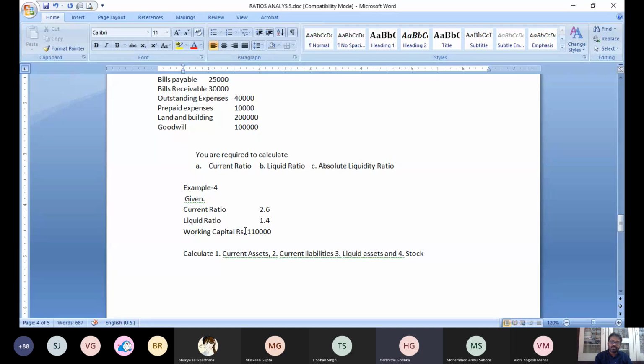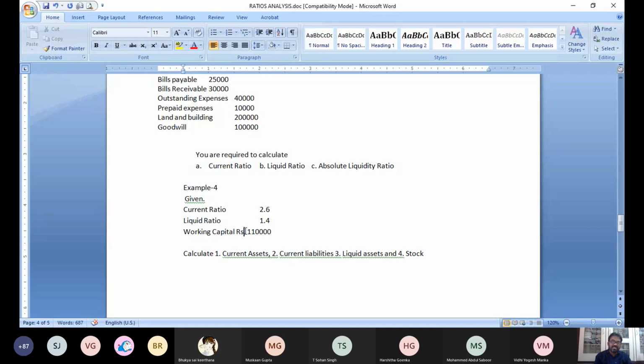Current assets divided by current liabilities. Before, it was given that the current ratio is equal to current assets divided by current liabilities, that is, the sum of the values. But here, the ratio value is directly given: current ratio 2.6 and liquid ratio 1.4. One more important thing, working capital is given as 1 lakh 10,000.